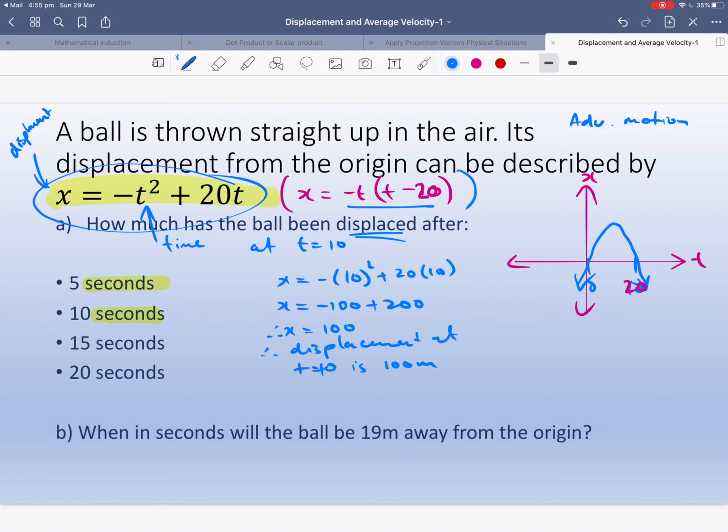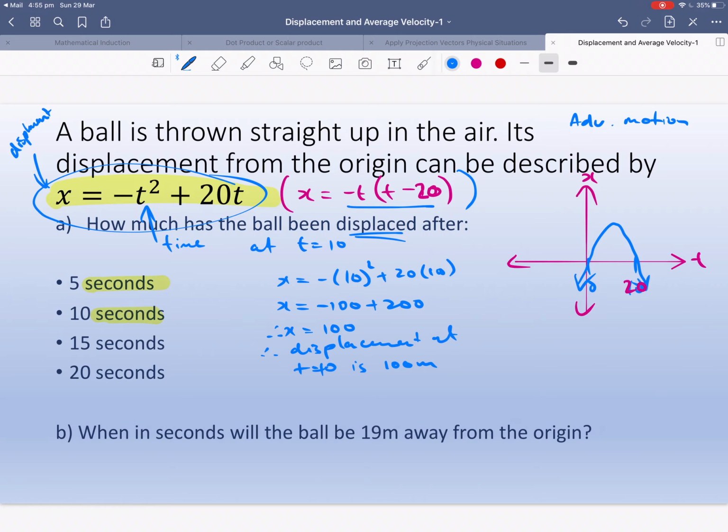So the ball is actually pretty far up now. We're throwing it from the origin, and after 5 seconds it was 75 meters high. After 10 seconds it's 100 meters high. So it's going pretty fast and far at the moment. That's one hell of a throw, let me say that.